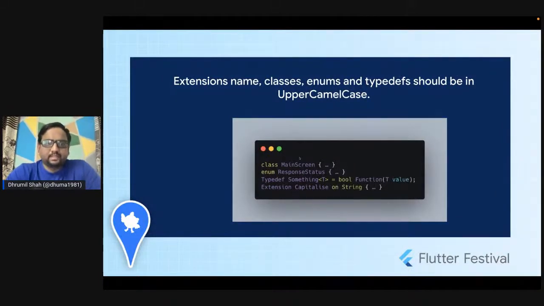So here is the first tip: extension names, classes, enums, and type definitions should be in upper camel case. Now, camel case means whenever a new word is appended, it should be a capital. So that's the camel case. Upper camel case means the first word should also be a capital. So if you are declaring a class name, enumeration, type definition, or extension, you always use this format: class Screen, enumeration ResponseStatus, a type definition, and then an extension. That's how you should declare a class name and the other stuff.